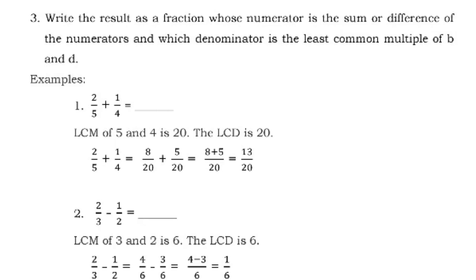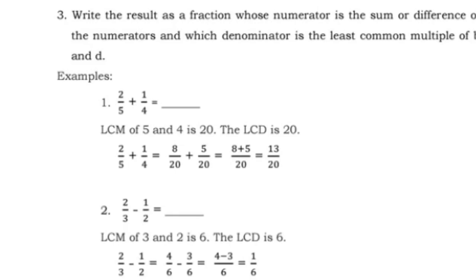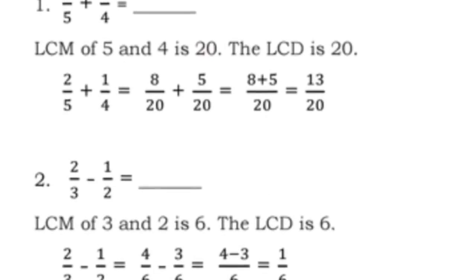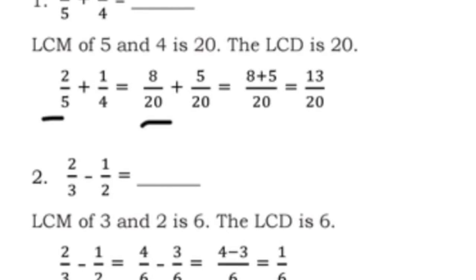For example, 2/5 plus 1/4. You have there dissimilar fractions. The LCM of 5 and 4 is 20, meaning the LCD here is 20. If we're going to rewrite the fraction, for example 2/5, LCD is 20, so we're going to divide 20 by 5. 20 divided by 5 will be 4. Then multiply it with the numerator 2. So 4 times 2 is 8. So this is 8/20.